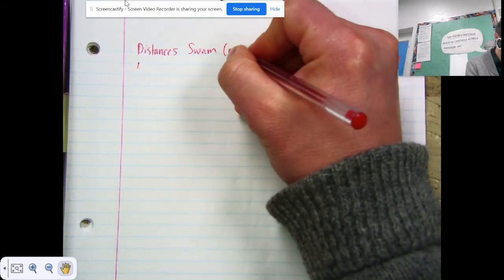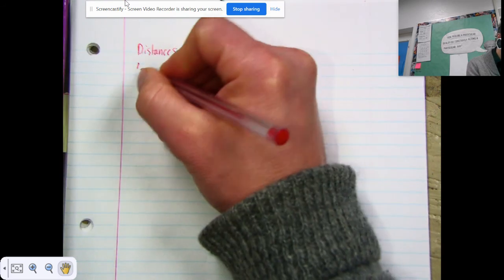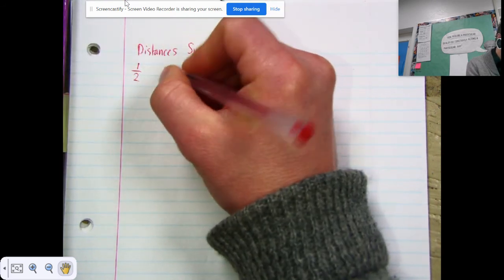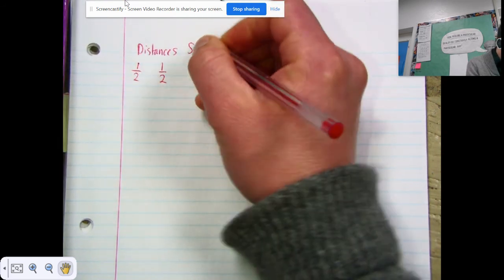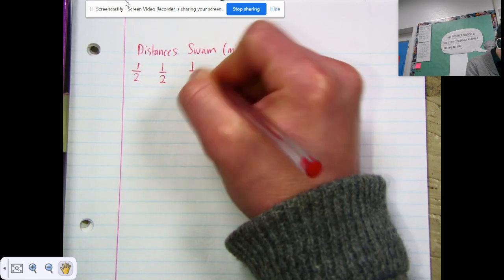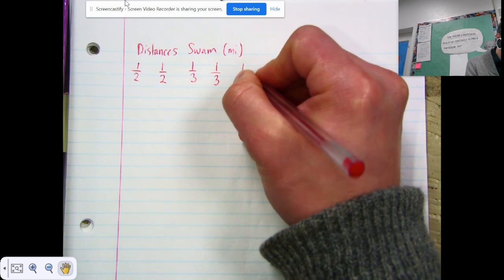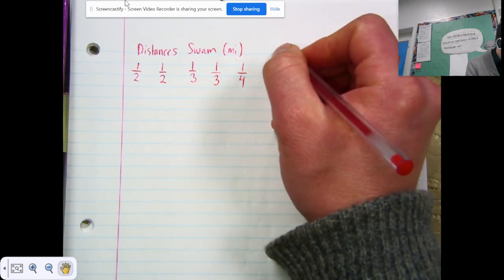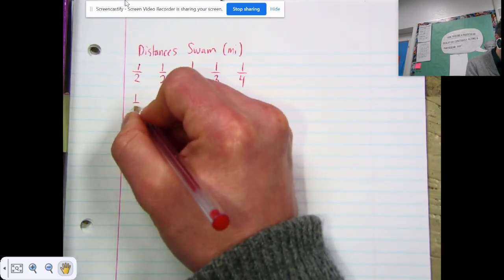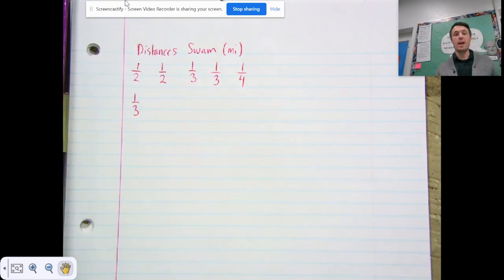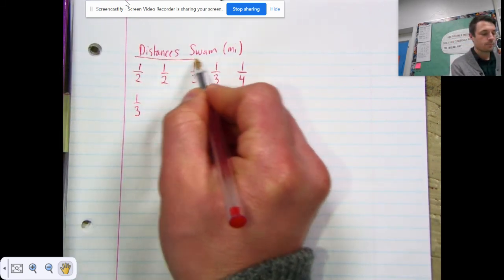And it's in miles. One person swam half a mile. Another person also swam half a mile. Another person swam 1/3 of a mile. Another person also swam 1/3 of a mile. Another person swam 1/4 of a mile. And another person swam 1/3 of a mile. Okay, there's some random distances swam.